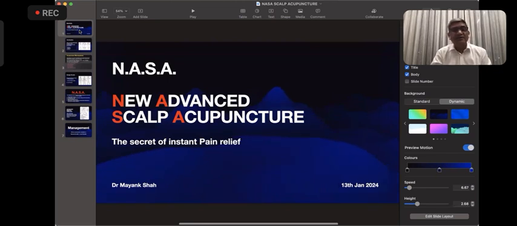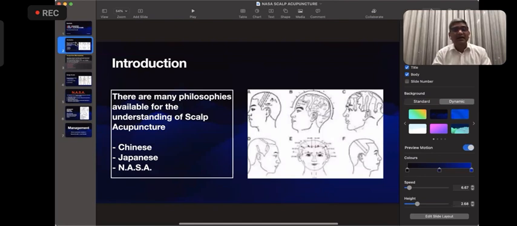NASA is divided into three parts. First level teaches you how to get instant pain relief. Second level teaches you how to balance organ energies. And the third part teaches you how to balance the elements and higher functions, including mental functions and consciousness. That is the beauty of the science. There are many philosophies available for understanding of scalp acupuncture: Chinese, Japanese, and now NASA.